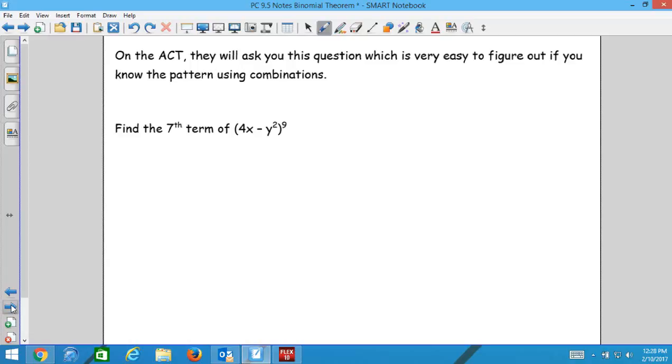Okay, so this says on the ACT, they will ask you a question, which is very easy to figure out if you know the pattern using combinations. Find the 7th term of (4x minus y squared) to the 9th. I do not want to write all the terms out and then count and figure out which one's the 7th. So you can actually jump straight to the 7th term if you know the pattern.